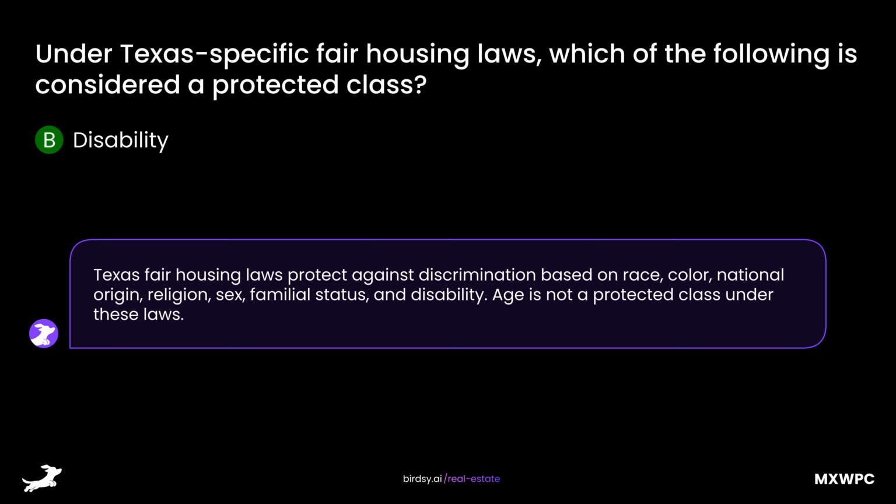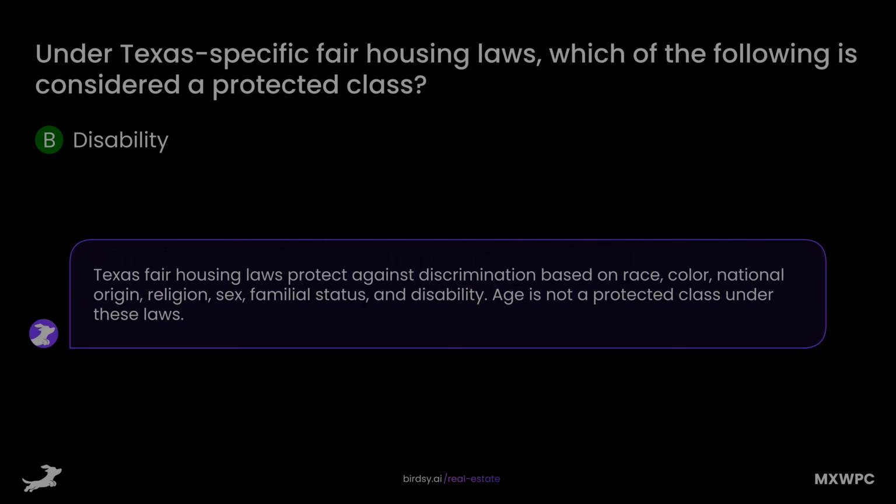Texas fair housing laws protect against discrimination based on race, color, national origin, religion, sex, familial status, and disability. Age is not a protected class under these laws.